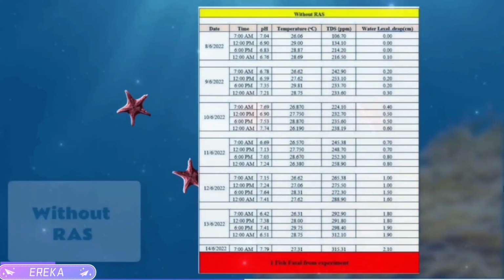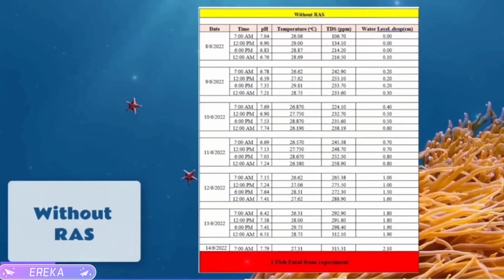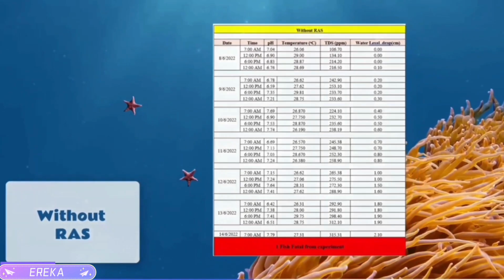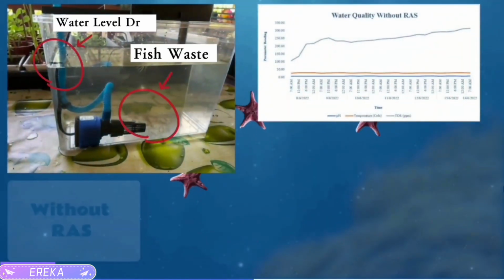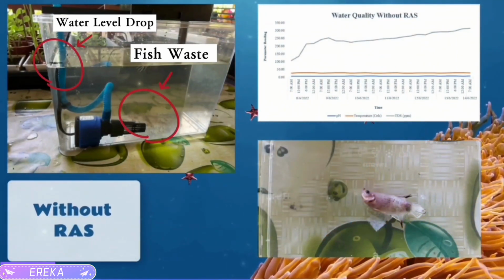Here is the data collection table for the absence of the RAS system. As we can see, during a week, the values of the monitoring sensors significantly increased. And this resulted in the death of one betta fish.